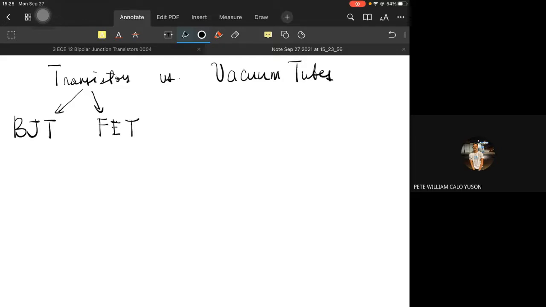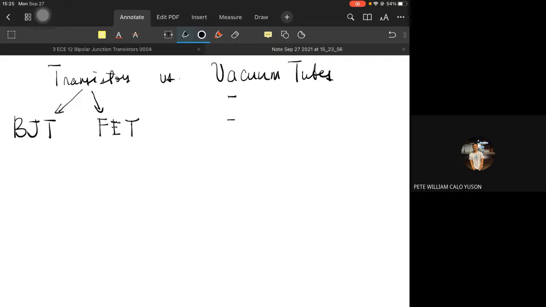They are not that common anymore, though you may still see some vacuum tubes, but not as common as transistors. Okay? So, in terms of operation and application, everything that can be done by a vacuum tube can be done by a transistor, and vice versa. Okay?